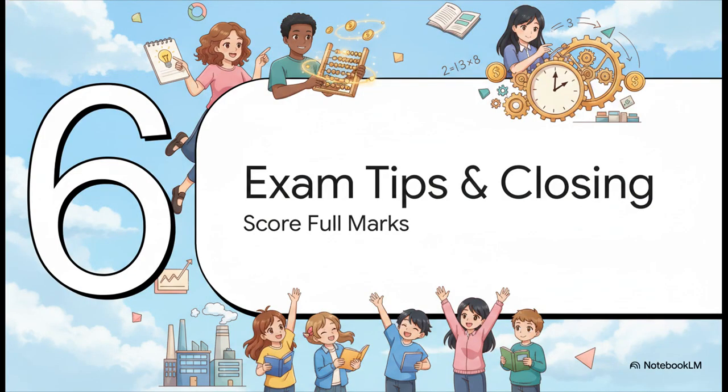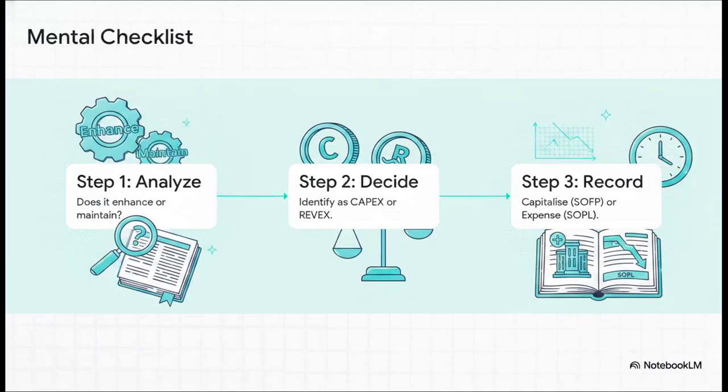Section 6. Exam tips and closing. All right, here is your foolproof 3-step mental checklist. Step 1. Read the question carefully and hunt for those keywords. Does it say improve capacity, which means enhance, or routine service, which means maintain? Step 2. Once you decide, explicitly state in your written answer whether it's CapEx or RevEx. And Step 3. Tell the examiner exactly where it goes. Capitalized in the statement of financial position or expensed in the statement of profit or loss. If you follow these 3 simple steps, you're going to nail the explanation every single time.